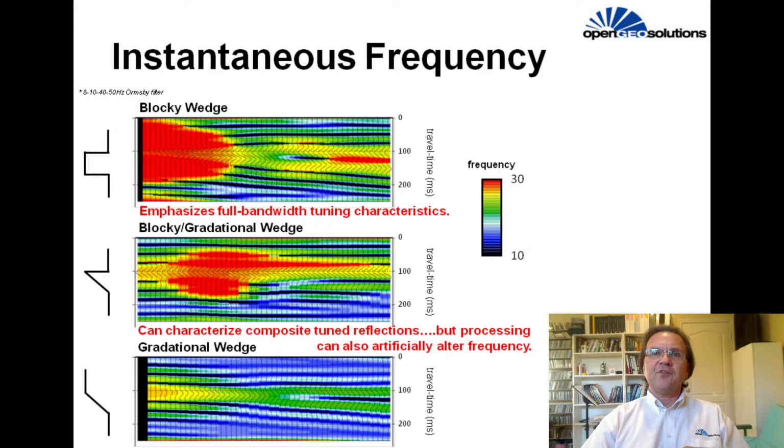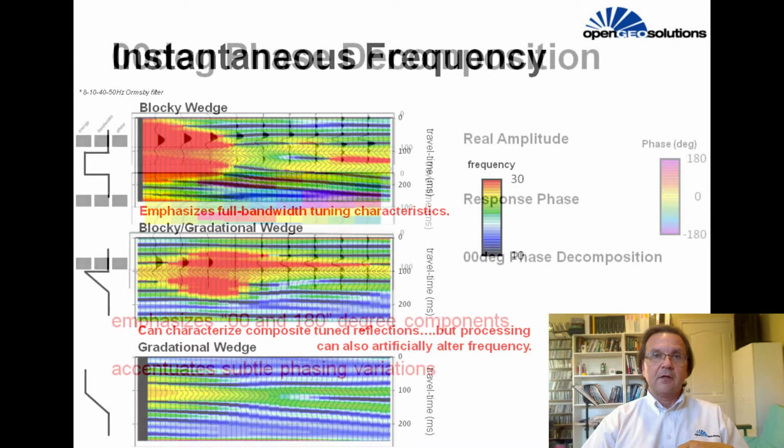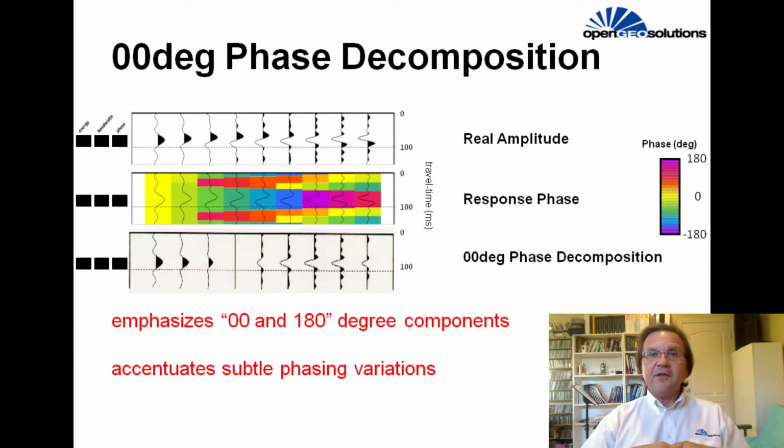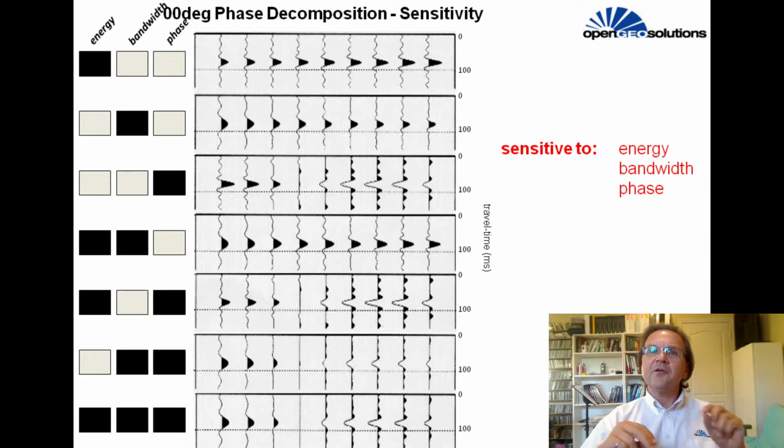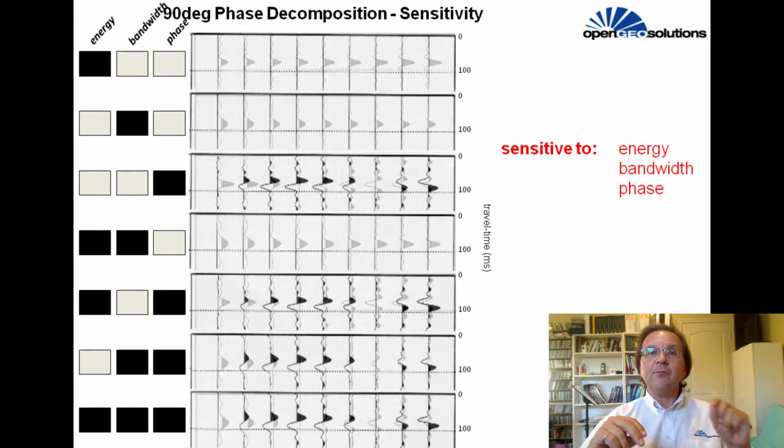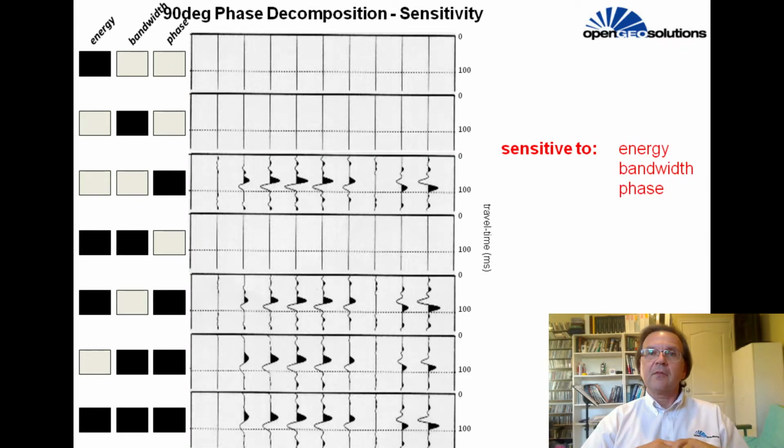Destructive interference caused by seismic processing artifacts, such as incorrect NMO or statics corrections prior to stacking, can artificially reduce the frequency content. 0 and 90-degree phase decompositions emphasize the 0 and 180-degree components, or the 90 and 270-degree components within the reflection data. Tuning aside, they are dependent on energy, bandwidth, and phase.